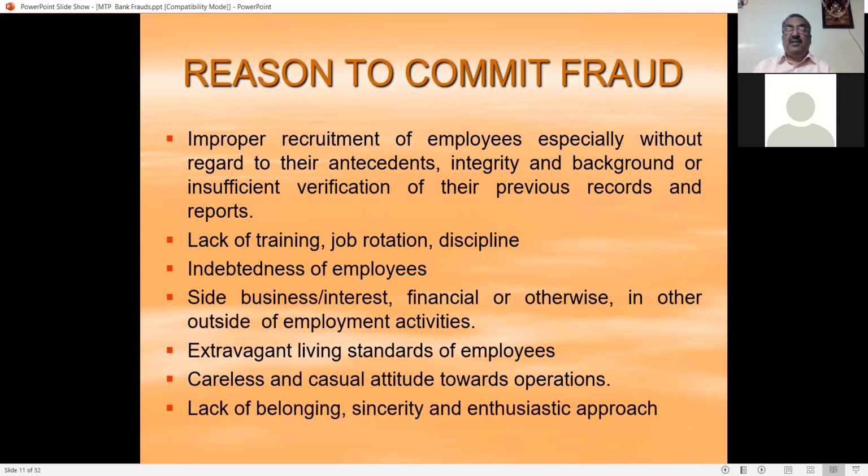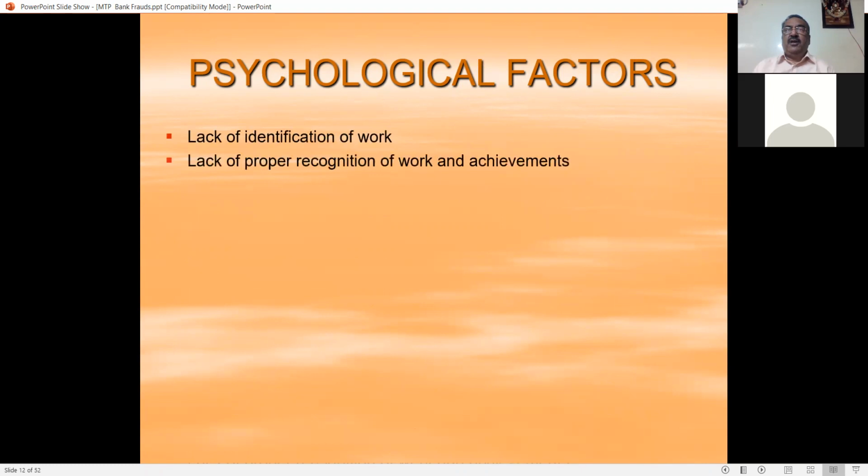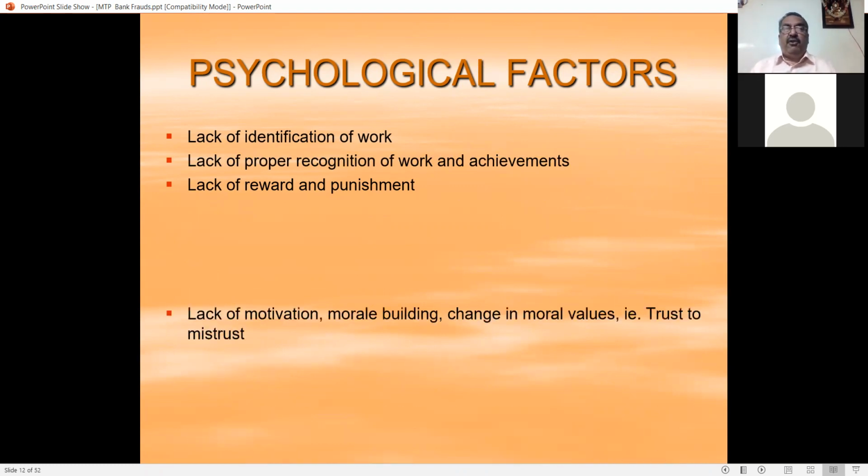And lack of sincerity, enthusiastic approach. What are the psychological factors? Lack of identification of work, lack of proper recognition of work and achievements, lack of reward. And I've done everything, but no one has recognized me. So he will definitely do the fraud. And if he does the fraud, he believes that no one is able to find the fraud.